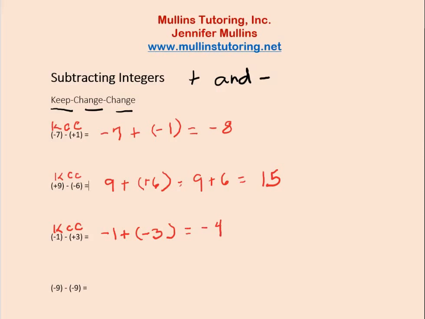And we'll just look at one more problem. So I have -9 minus -9. So we're going to keep the -9 the same. Now, since this is negative or subtracting, I'm going to change it to addition. And since I have a -9 in parentheses, this is now going to be a +9. So now we have -9 plus 9.